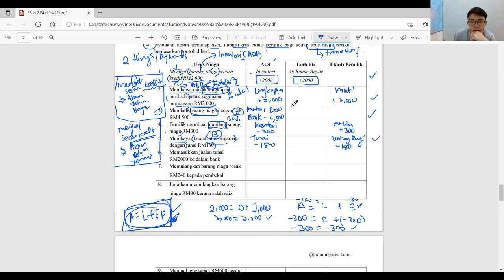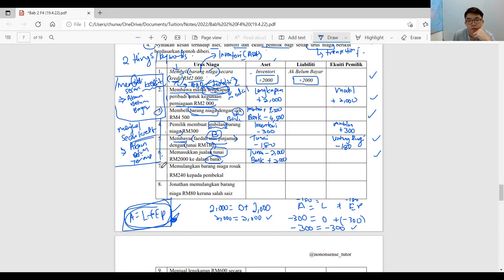Alright? So next. Number 6. Memasukkan jualan tunai 2,000 ringgit ke dalam bank. So memasukkan, now this is tunai to the bank. What is jualan tunai? Jualan tunai means you jual barang and then you get cash. Now, from the cash, you want to put into the bank. Maksudnya, your tunai akan minus 2,000 ringgit. Betul tak? Okay, and then at the same time, your bank akan tambah 2,000 ringgit. So plus minus zero. And then here's zero, zero, so it is imbang.